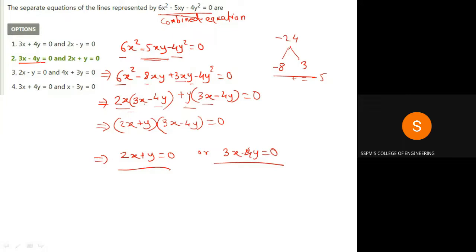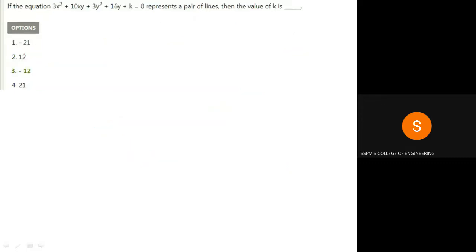So 3x minus 4y, this one, and 2x plus y, 2x plus y is equal to 0. This is the correct option. That is how you find the separate equation. You just have to find the factors of that equation. The factors are the separate equation. Okay. Next example.